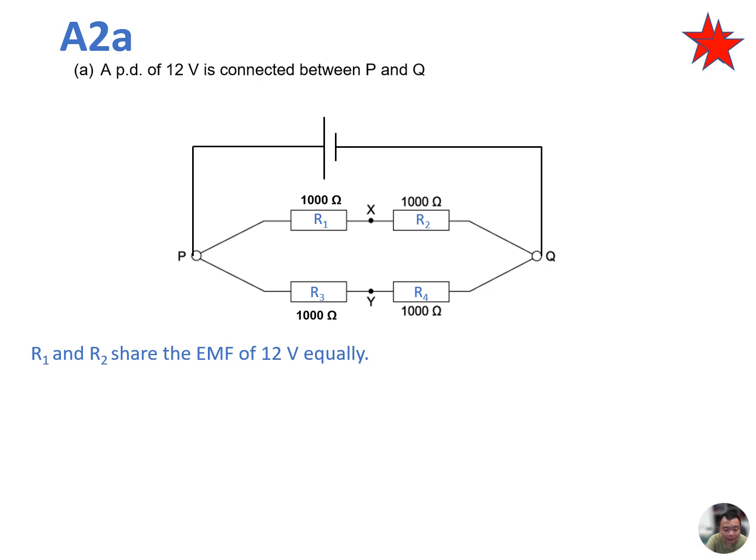Now, if we look at R1 and R2, we noted that these two resistors share the EMF of 12 volts equally because they have the same resistance, 1000 ohm and 1000 ohm. So the potential difference across R1 is 6 volts. Note how I've written the notation for potential difference. I put a triangle to mean difference in potential. This will come in useful later on.